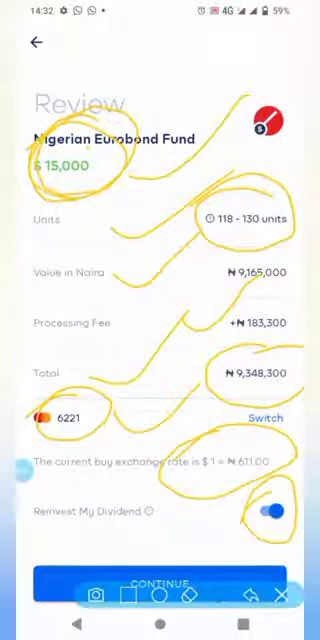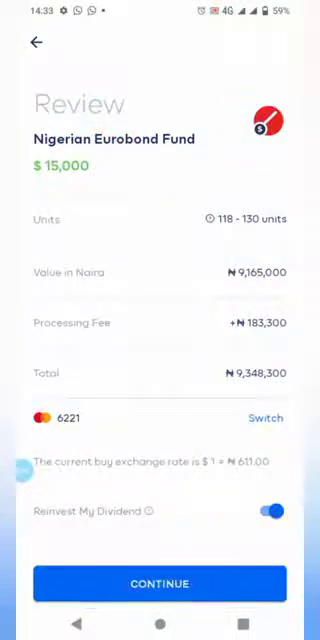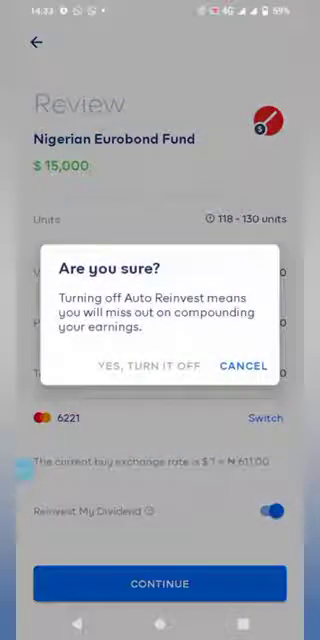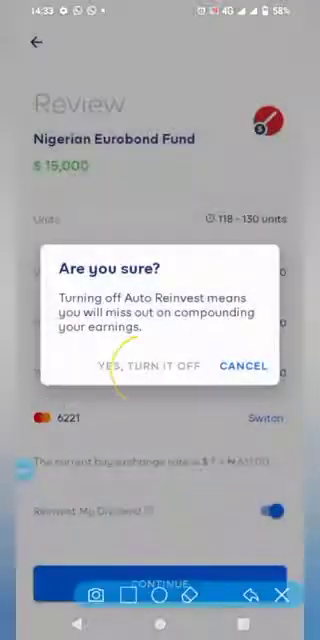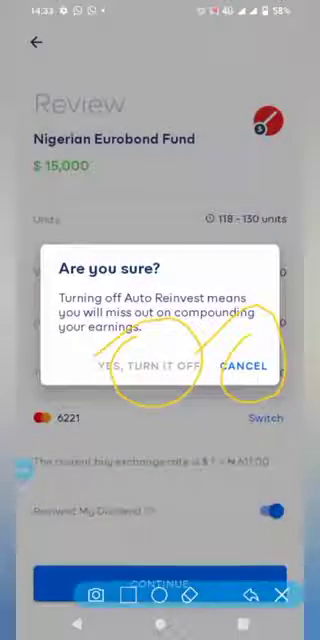So what this means is that when your dividends are paid, Cowrywise usually pays you dividends from this investment. Once the dividends come, if you want it to reinvest automatically, you use this button. If you do not want to, you just deactivate the button like this, click on it, and then it will ask you, are you sure you want to turn this off? You click on yes. If not, click on cancel, and then you continue with your investment.